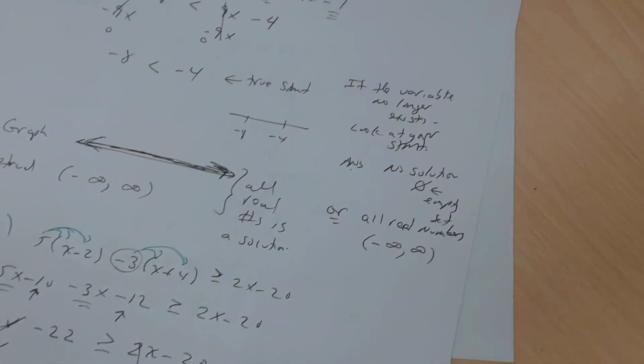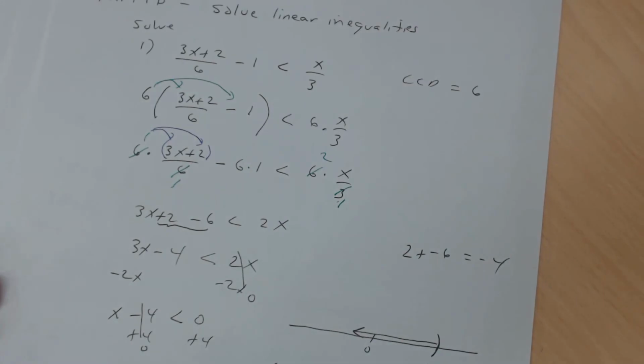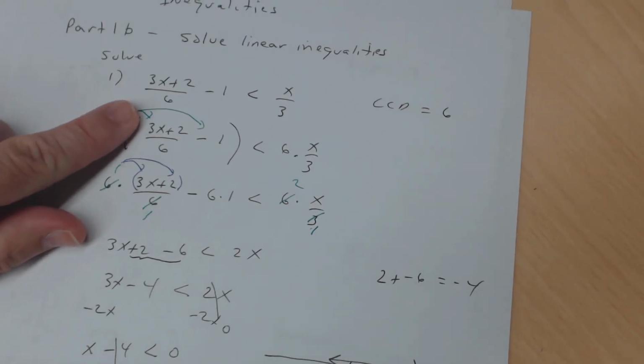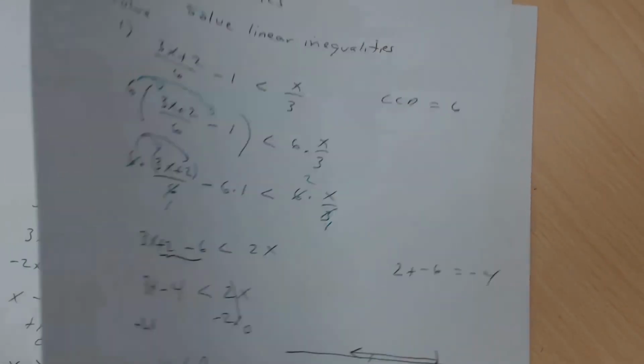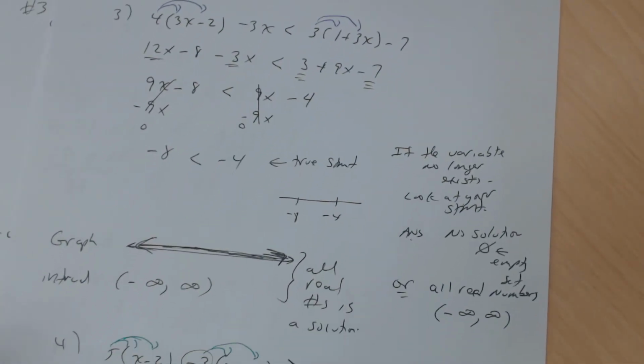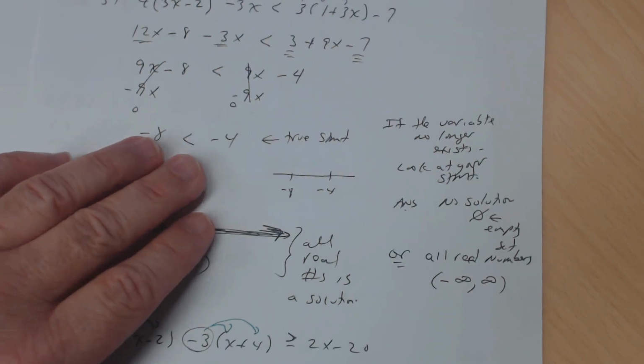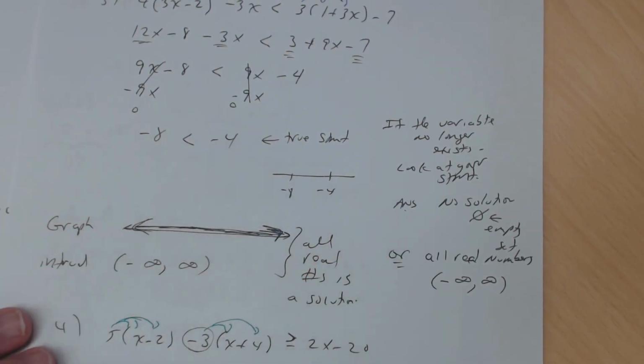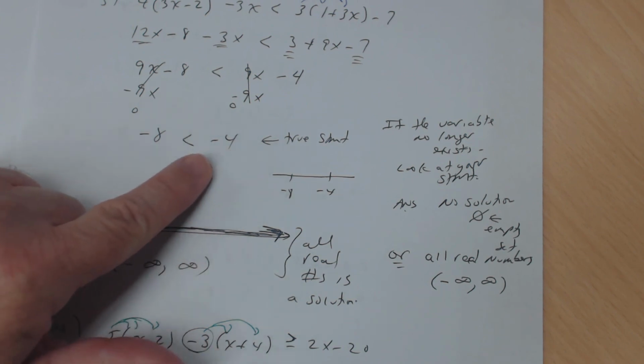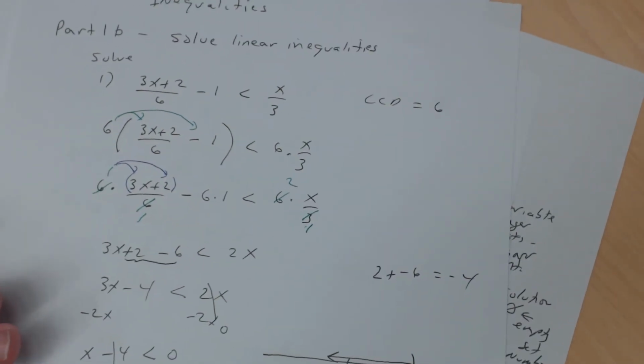Okay, so that's going to take care of part 1b. So part 1b, we talked about solving inequalities with fractions, and we also discussed, well, what happens when the variable disappears. You're going to end up with either no solution or all real numbers, and that's based on your statement, whether it's true or false. Okay, so that takes care of that one.